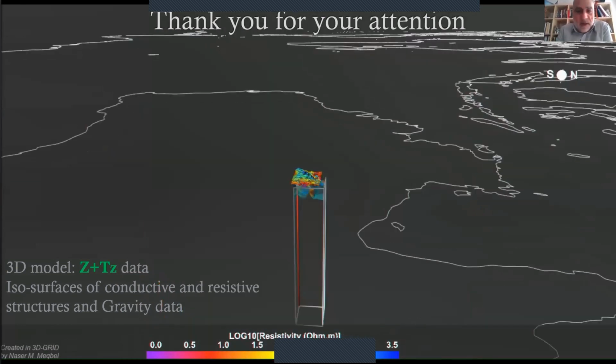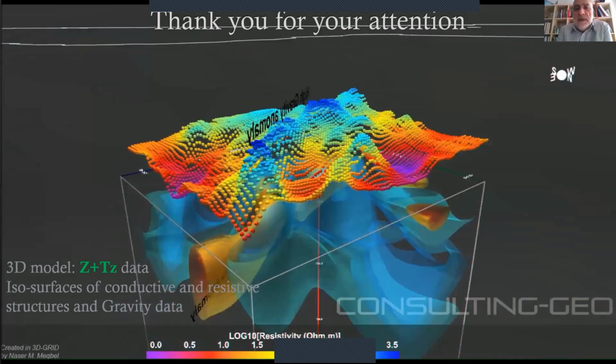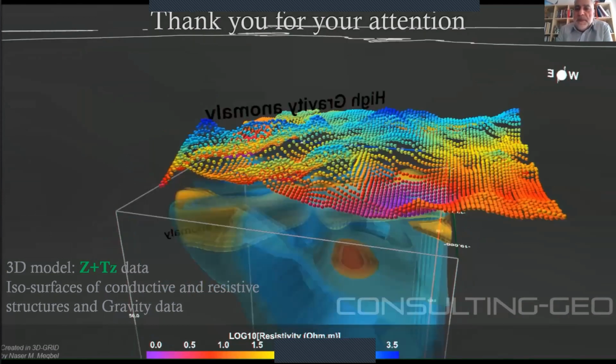Of course, there are a lot of criteria that can be used. But based on the experience that I have gained over years working with 3D inversion, these parameters can be derived from the data themselves.